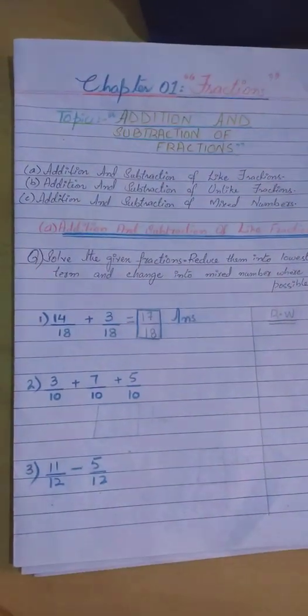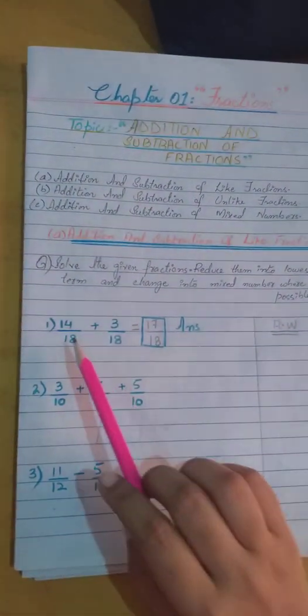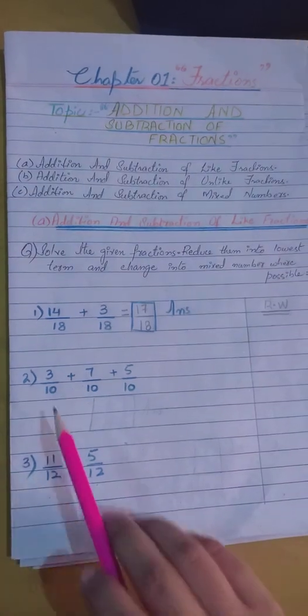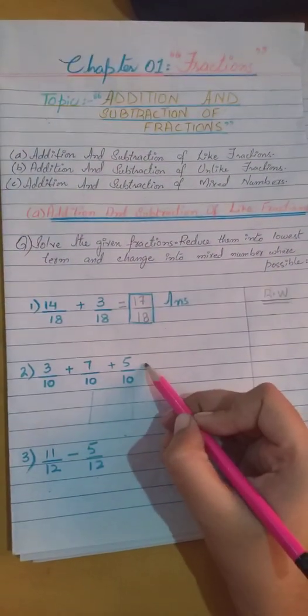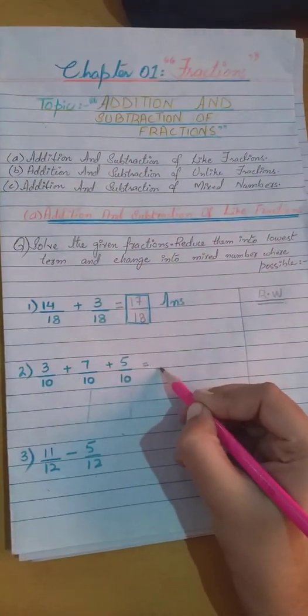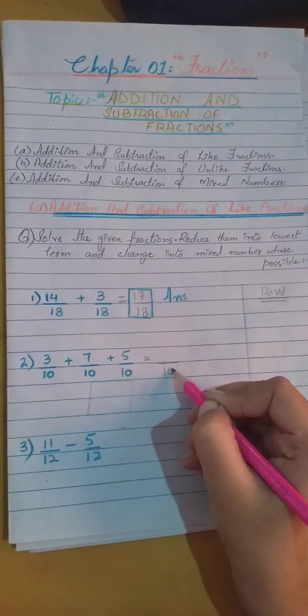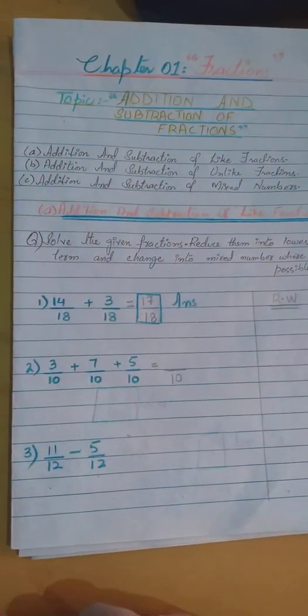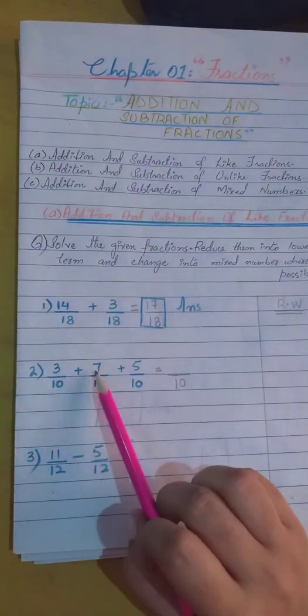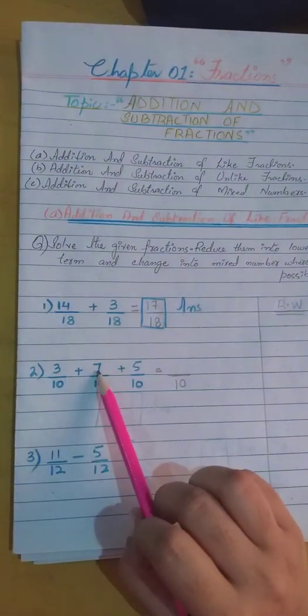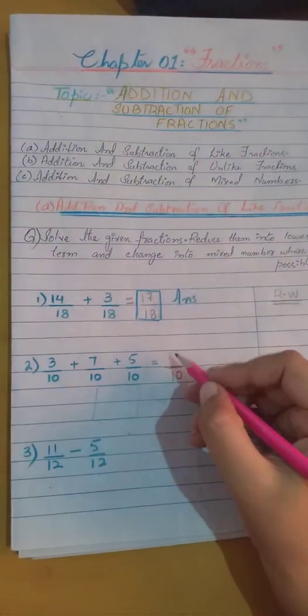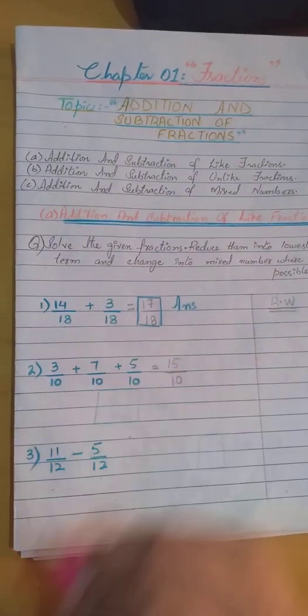Now let's move to example number 2. 17 upon 18 is the answer of example number 1. Now in example number 2, just like in example number 1, we will again write the denominator as it is, because these all are like fractions, and we will just add the numerators. 3 plus 7 is equal to 10, and 10 plus 5 is equal to 15. So we will write 15 as a numerator.